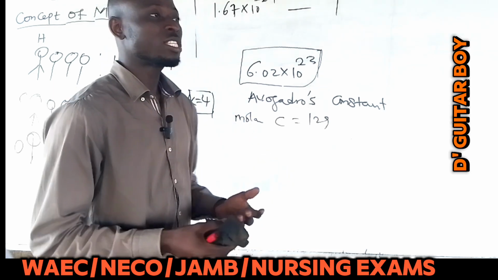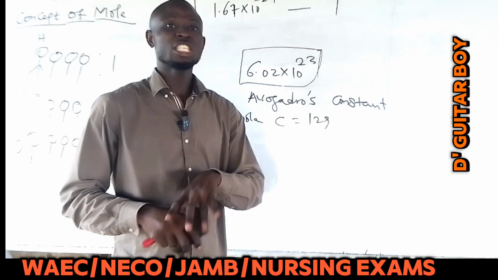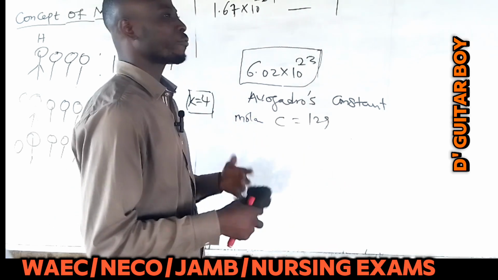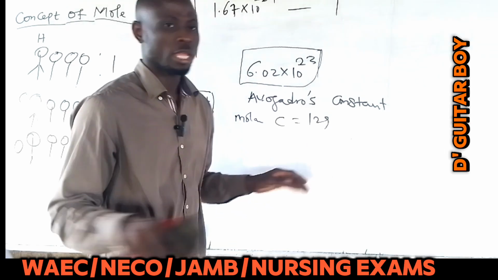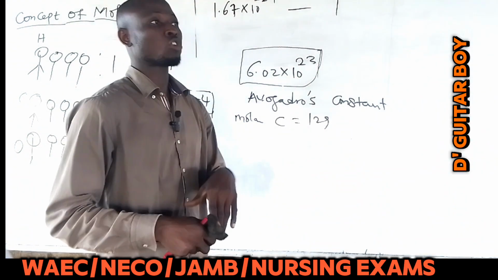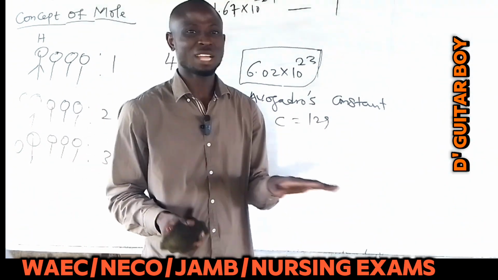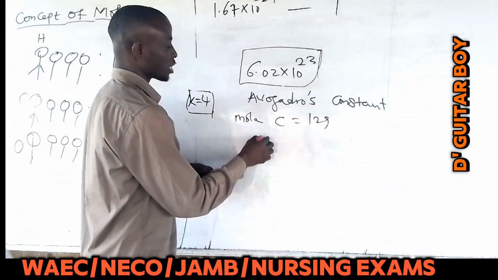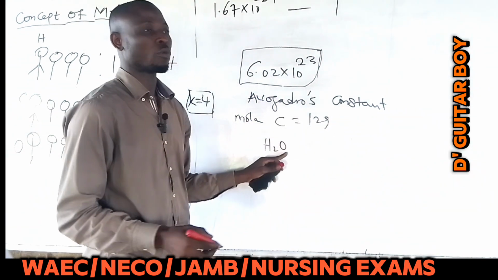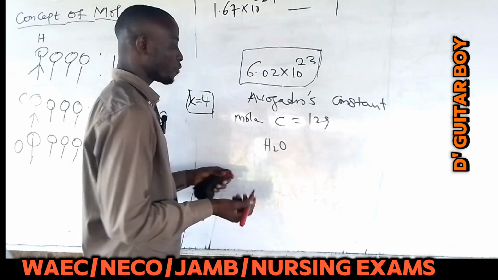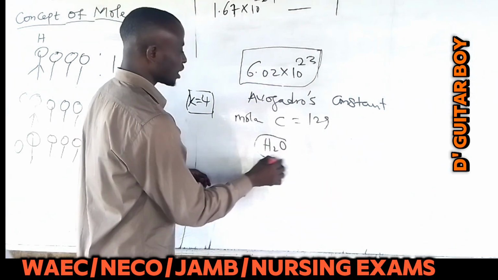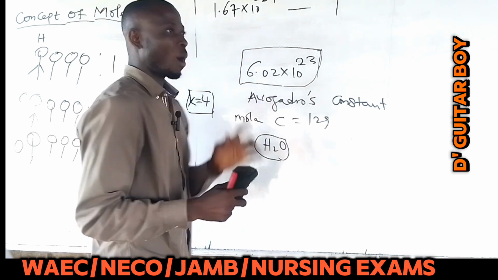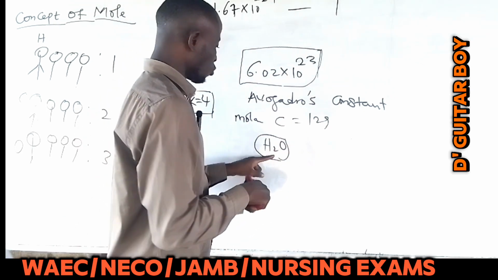So in real sense, mole is just a unit of measurement. It operates the same way as a dozen. Most of us do not also understand the difference between mole and molecule. They are not the same thing at all. Molecule is a particle. For instance, this is 1 molecule of water. If I say 1 mole of water, it means this thing times this number.